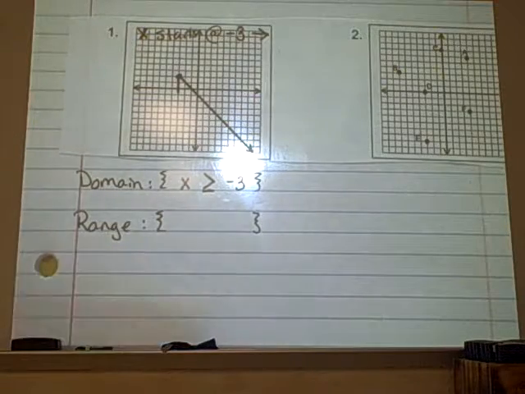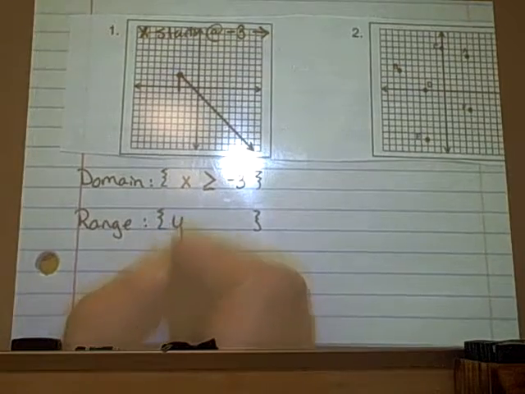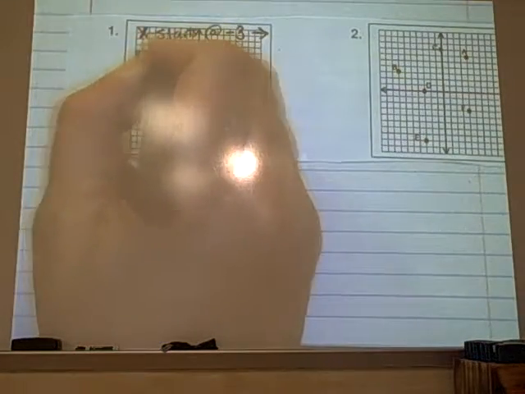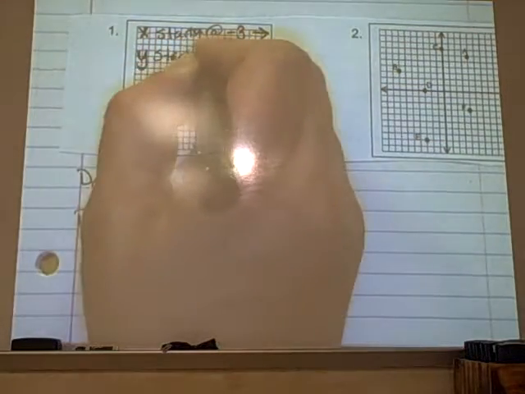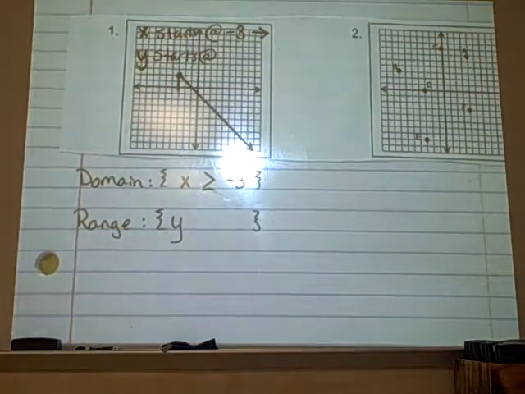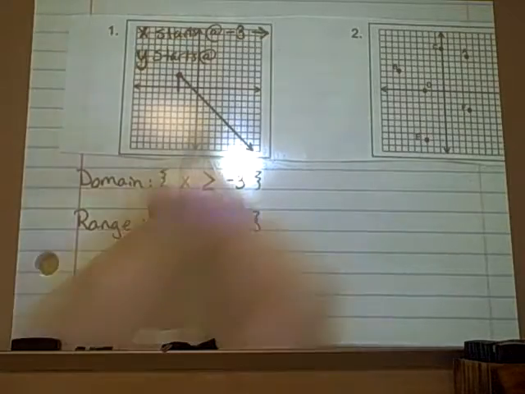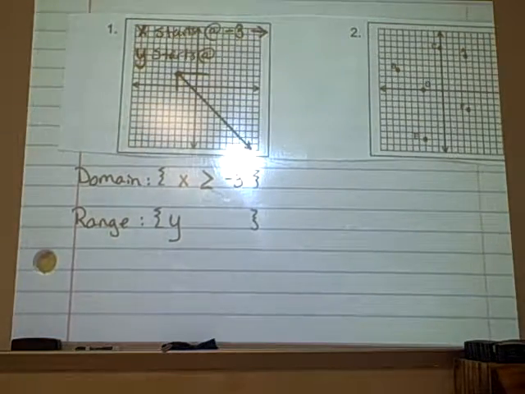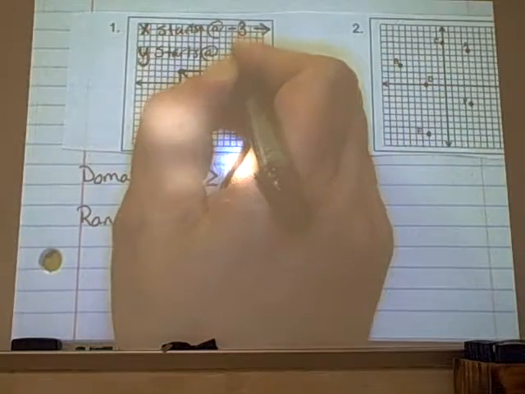Okay, range is all the y numbers. So put your y there. The y starts at, we got to figure out where the y starts. Y starts at this spot right here. How far up is that? 2. So it starts at 2, and then what's it do?